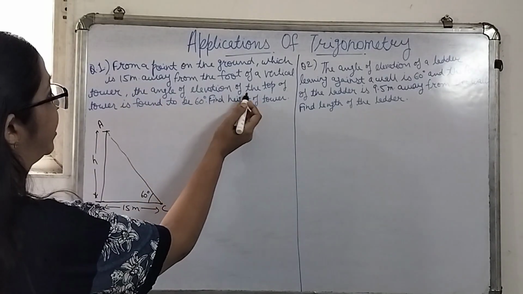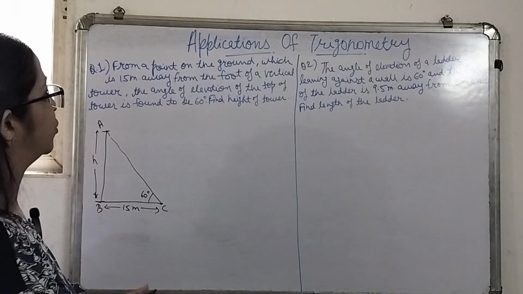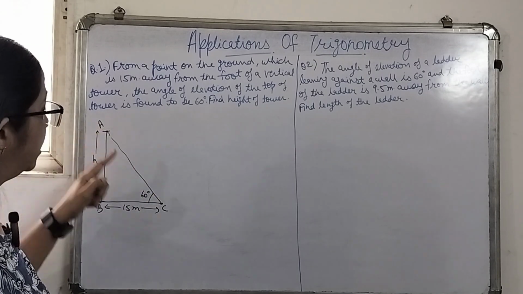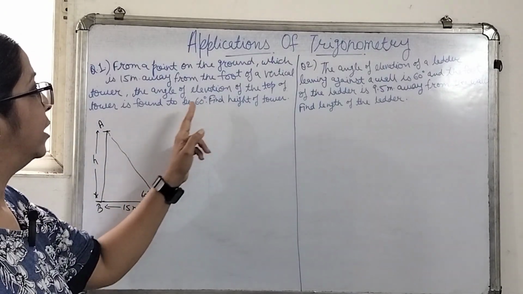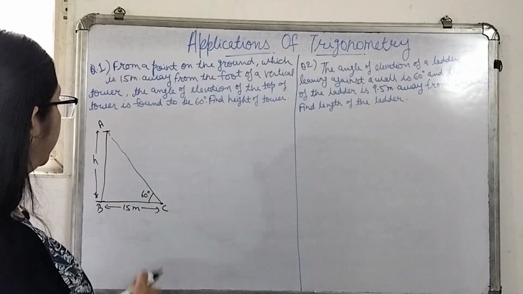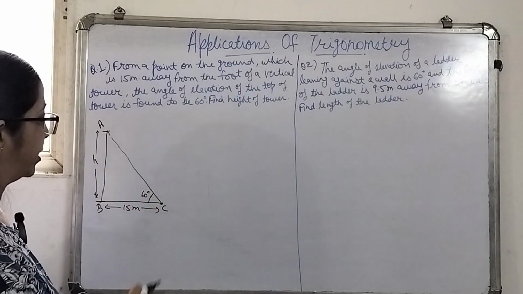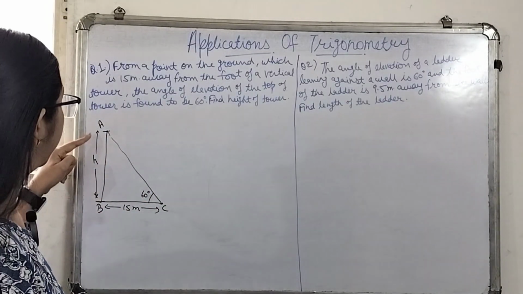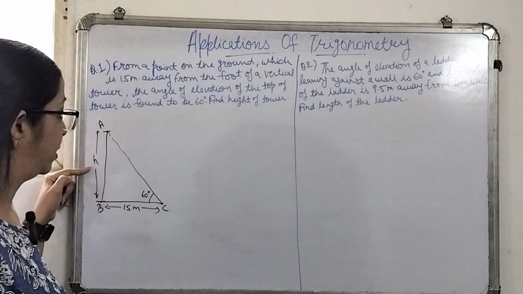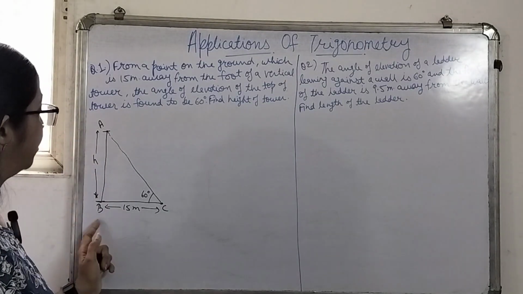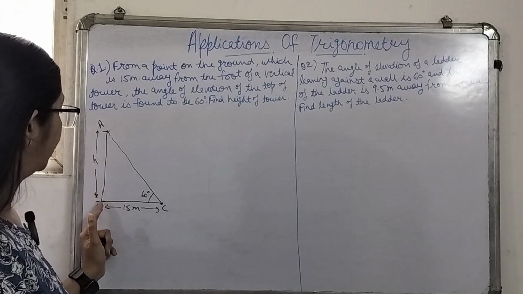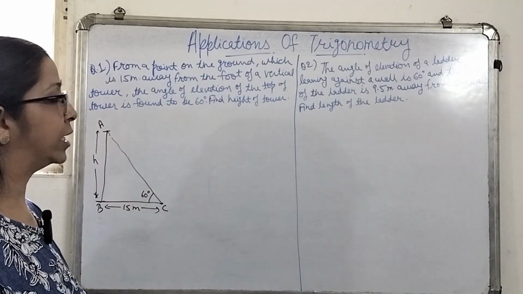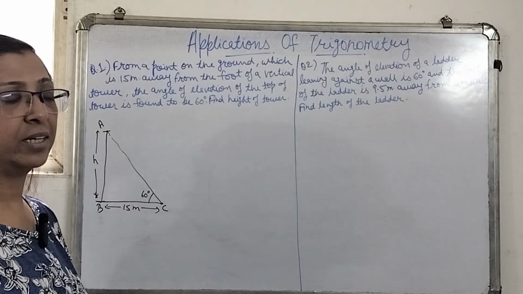The angle of elevation of the top of the tower is found to be 60 degrees. So this is the angle of elevation for the top of the tower and it is 60 degrees. We have to find the height of the tower. See over here, it is a right angle triangle. We have assumed that AB is the tower and h is the height of the tower. BC, the distance between the foot of the tower and the observer, is 15 meters and the angle of elevation is 60 degrees. This much is given to us.